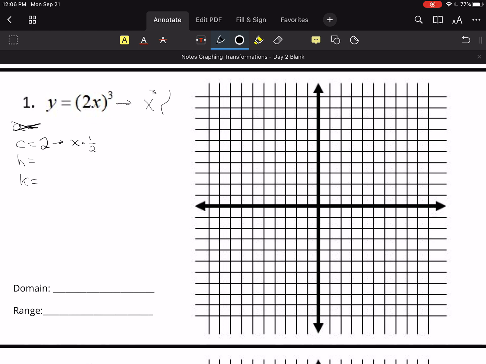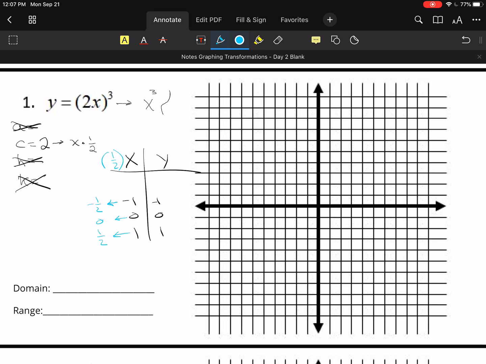Now, I look through the problem still. I have no h and no k. So the only shift I'm going to have to deal with is this c value changing my x's. So with cubic functions, we had our main points. Now I want to multiply all my x's by 1/2. So -1 times 1/2 would give me -1/2. 0 times 1/2 would give me 0, and 1 times 1/2 would give me +1/2.